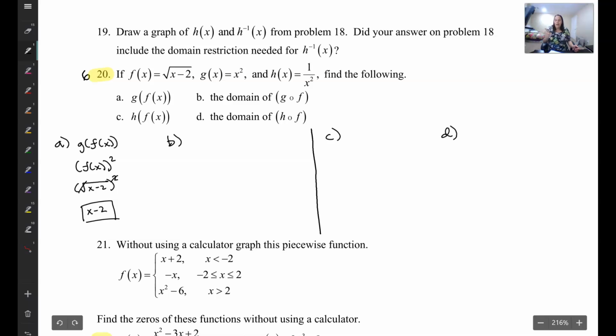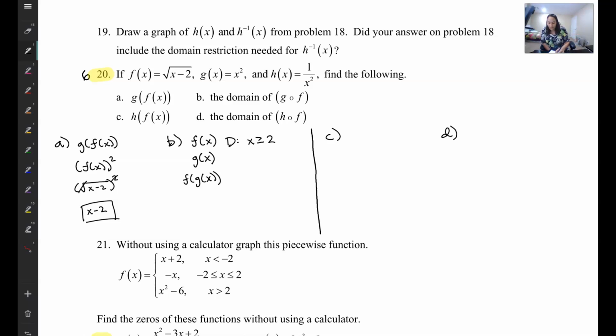So there's that one. But then it asks us for the domain of this function. Now, the domain of function composition is kind of funky. The best way I found to think about it is you have to think of the most restrictive domain. So we're going to go through the domain of each part as well as this final one. The domain of f of x is x greater than or equal to 2. We know that because it's a square root, can't have negatives. Anything less than 2 makes it negative, so we want everything greater than or equal to 2.